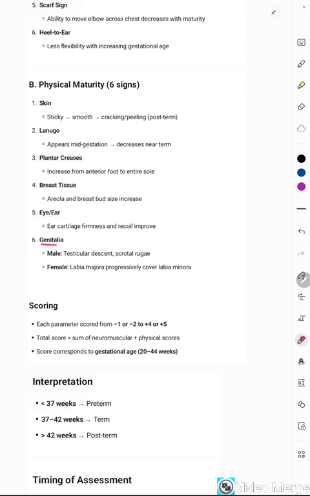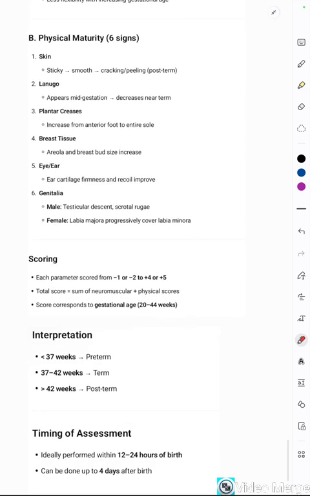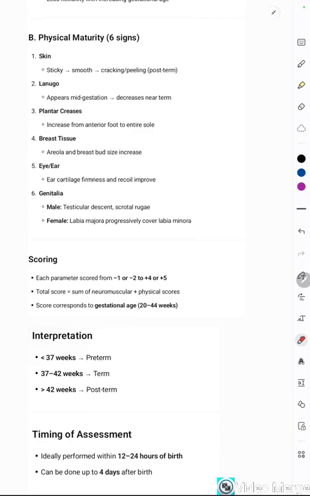Then the genitalia: in case of males, the testicular descent and the scrotal rugae are assessed, while in females the labia majora progressively covering the labia minora is assessed. Now each parameter of this neuromuscular and physical maturity carries a score of -1 to +5. -1 means extremely immature, while +5 means mature.